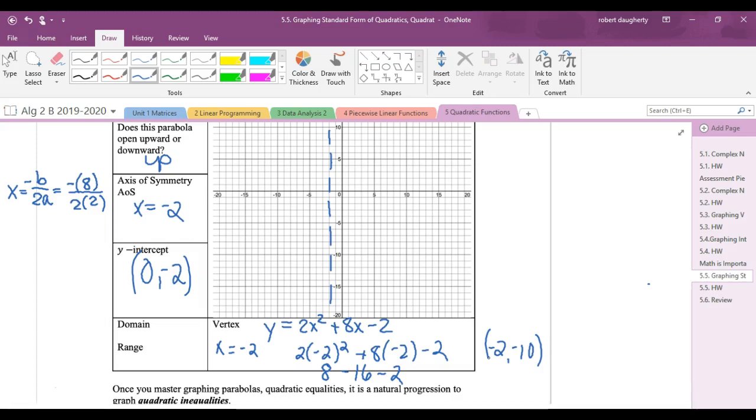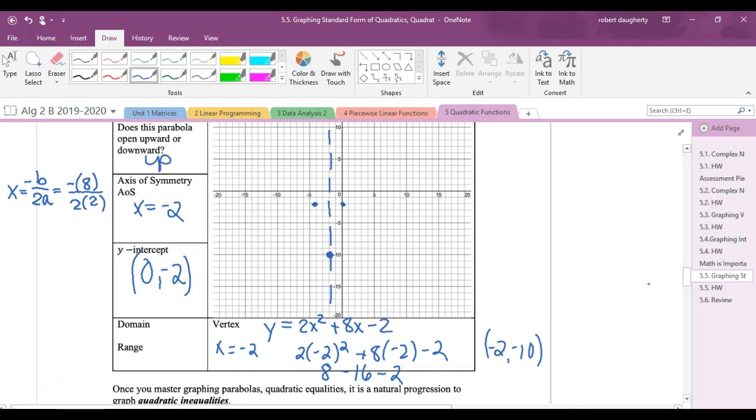So at negative 2, negative 10, that's this point right here. And what was the y-intercept? 0 minus 2, which is right there. So if I come over there, I find this point. Okay. Let me just double check. If I plugged in a negative 2, that's 8 minus 16, negative 8. Yep, that's right.